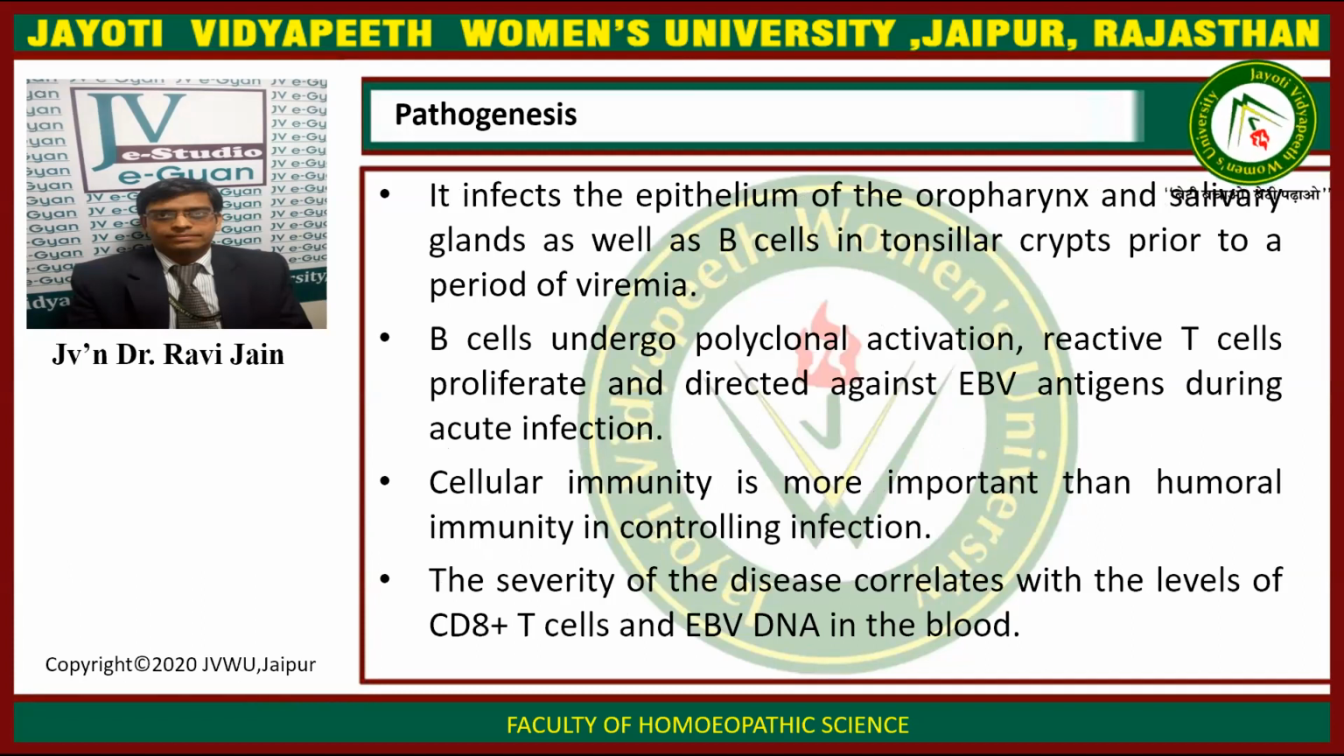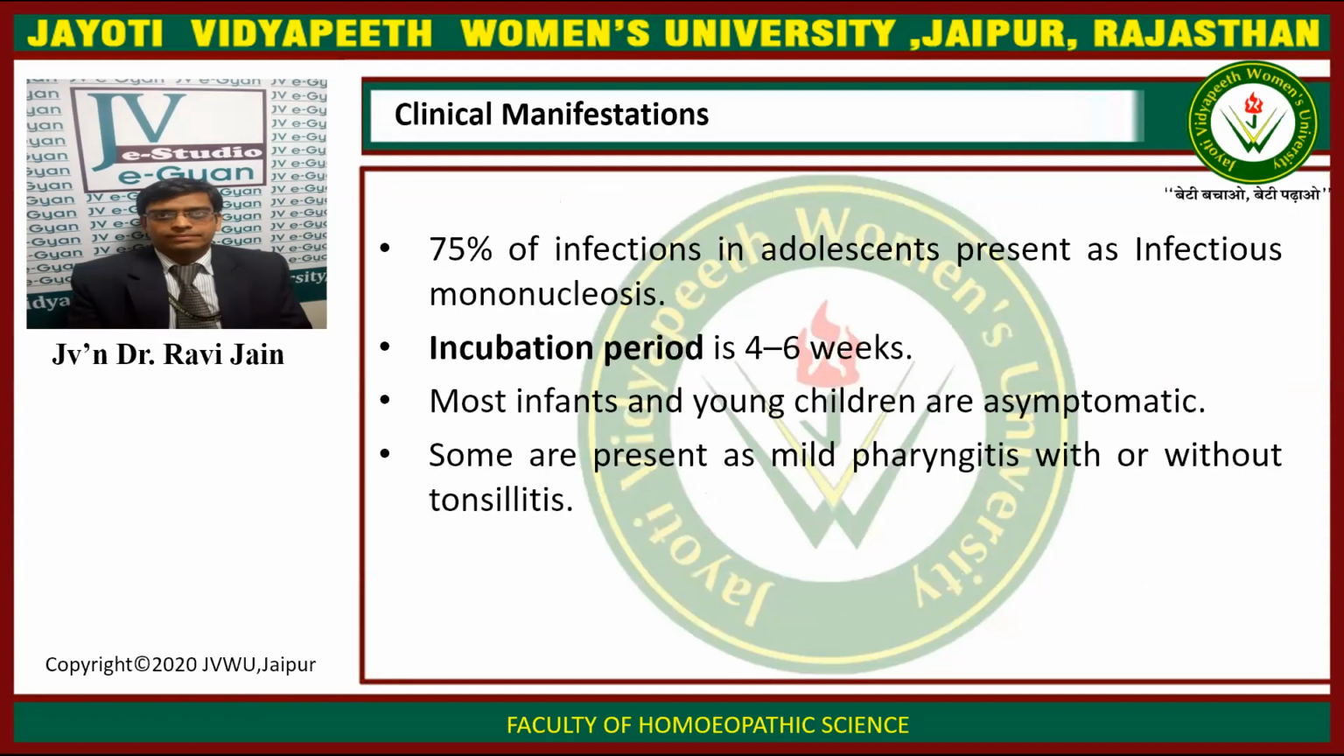The pathogenesis: it infects the epithelium of the oropharynx and the salivary glands, as well as the B cells in the tonsillar crypts prior to the period of viremia. These cells undergo polyclonal activation, and T cells are reactivated and proliferate, directed against Epstein-Barr virus antigens during acute infection. Cellular immunity is more important than humoral immunity in controlling infection. The severity of the disease correlates with the levels of CD8 T cells and Epstein-Barr virus DNA in the blood.